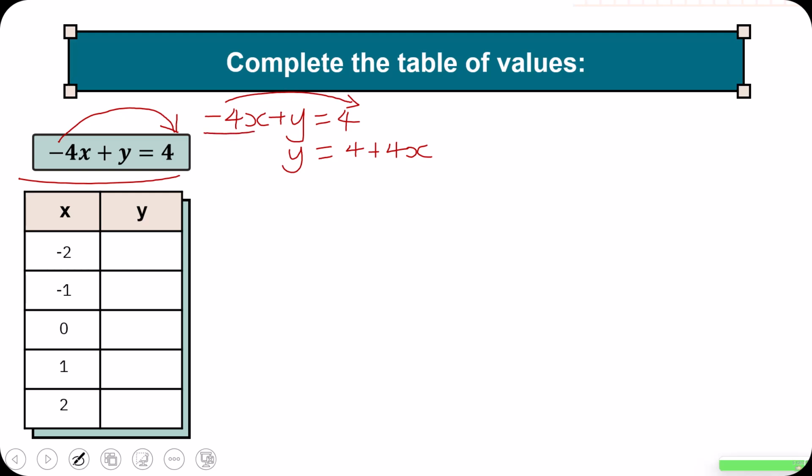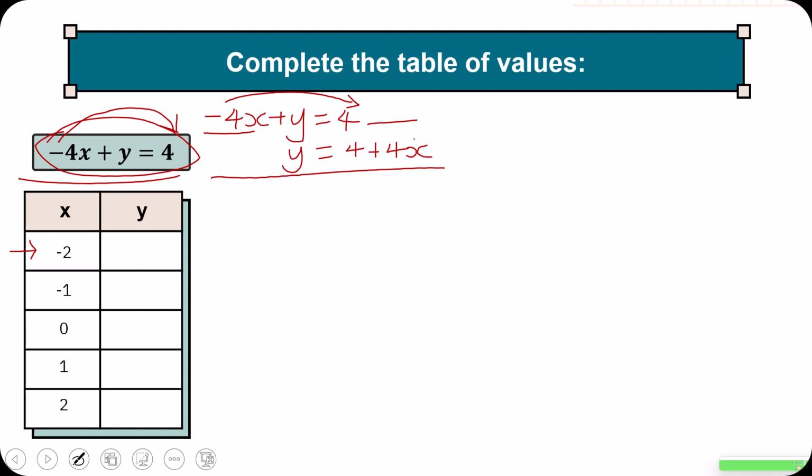4x was a negative here, and when it crosses this side, it becomes a positive. Our equation is now ready to be used. If you want, you can use it in this form. It consumes more time. So if you rearrange it, it becomes better. So let's start with our first x value, which is -2.